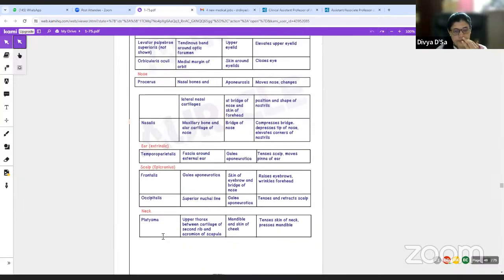Then the other muscles are of the scalp. We have the frontalis muscle, which has its origin from the galea aponeurotica. It gets inserted into the skin of the eyebrow and bridge of the nose. It raises the eyebrows when we do like this. And when we raise the eyebrows, there will be wrinkle formation on the forehead, right? So it wrinkles the forehead.